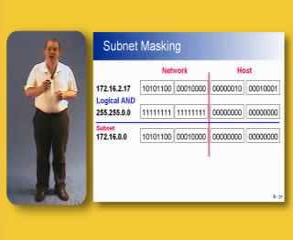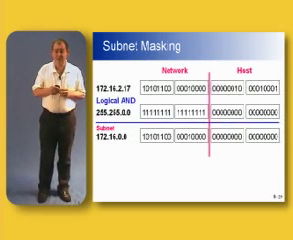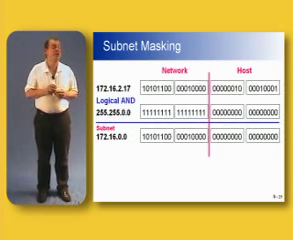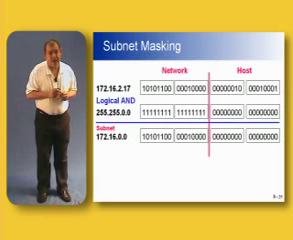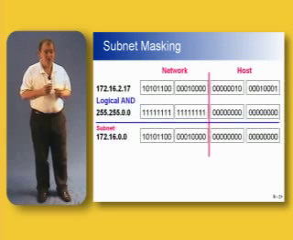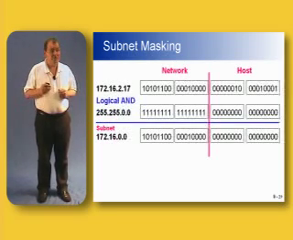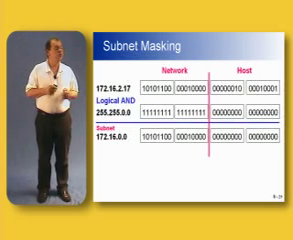So let's just see that happen. Here's an IP address, 172.16.2.17, our old friend again. And what we've done is convert the whole address into binary. And then we've got our mask that we're going to apply to that. In this case, 255.255.0.0, 16 1s followed by 16 zeros. And then we're going to do the logical AND between them.